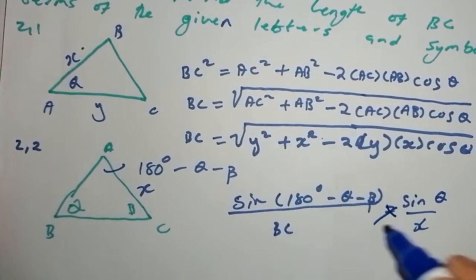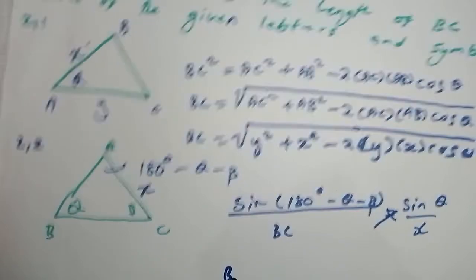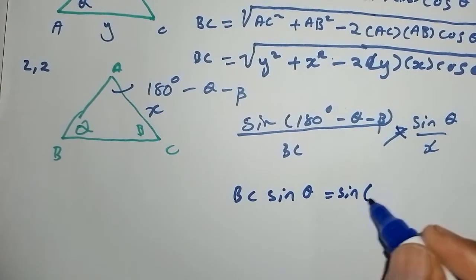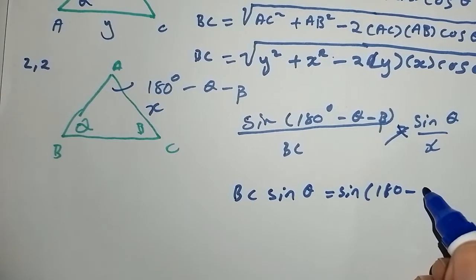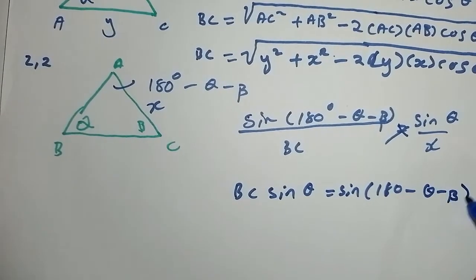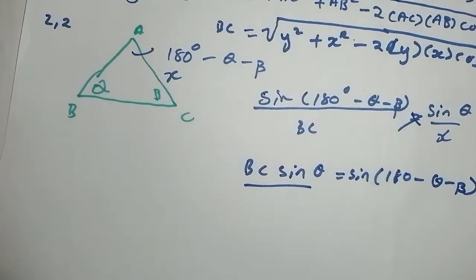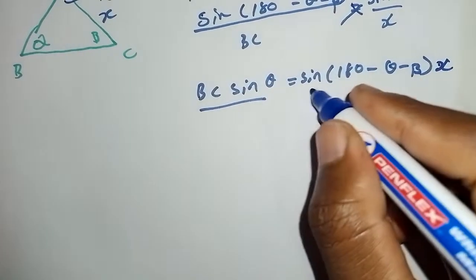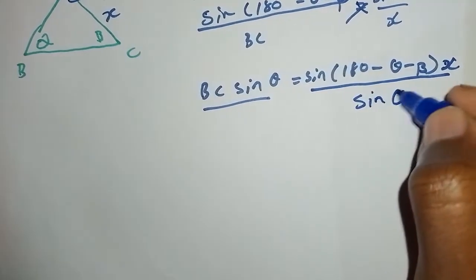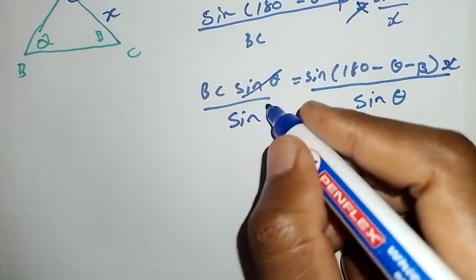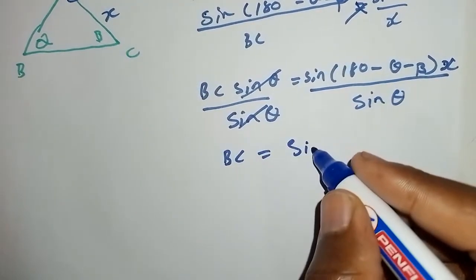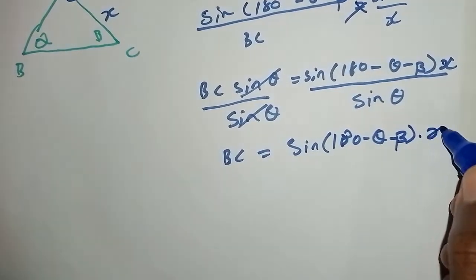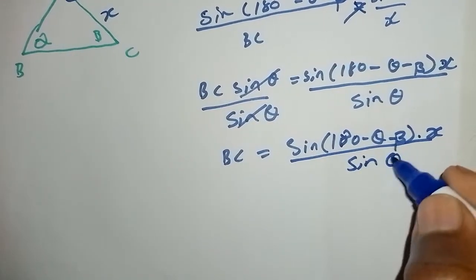Then cross multiply. I'm going to have BC sine of theta is equal to sine of 180 degrees subtract theta subtract beta, multiplied by x, all over sine of theta. This and this cancel, therefore BC is equal to sine of 180 minus theta minus beta multiplied by x all over sine of theta. This is your solution, right?